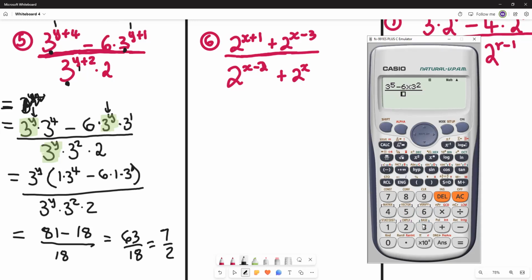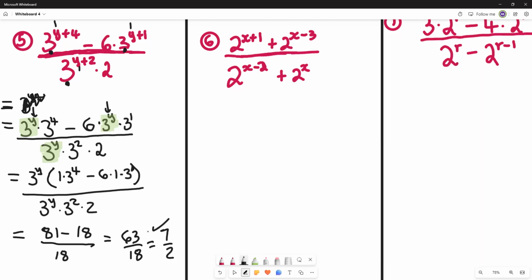All over 3 to the power of 3. I'm sure we can see that now, times 2, because 1 plus 2 is 3. So it's going to be 3 to the power 3. Let's see, you get 7 over 2.